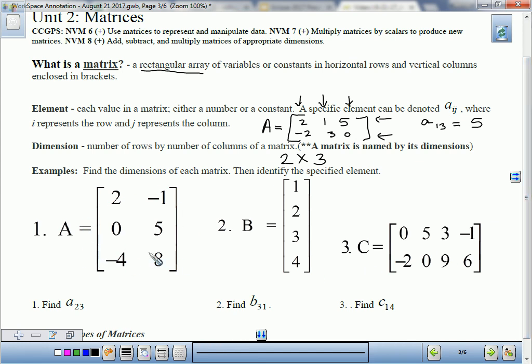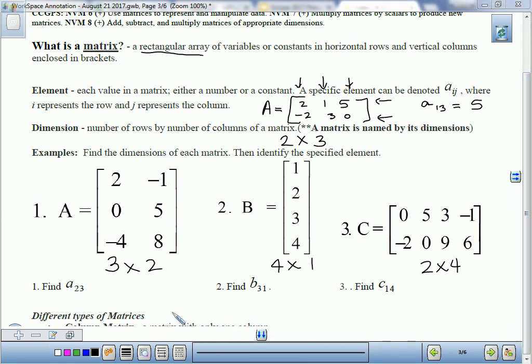What are the dimensions of this one? How many rows does it have? 3, and it has 2 columns, so that is a 3 by 2. All right, B, what are the dimensions? 4 by 1. Okay, C? 2 by 4.